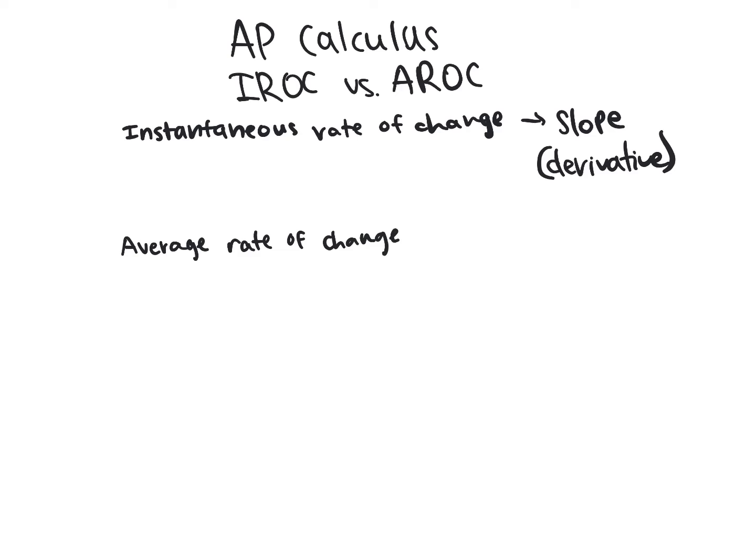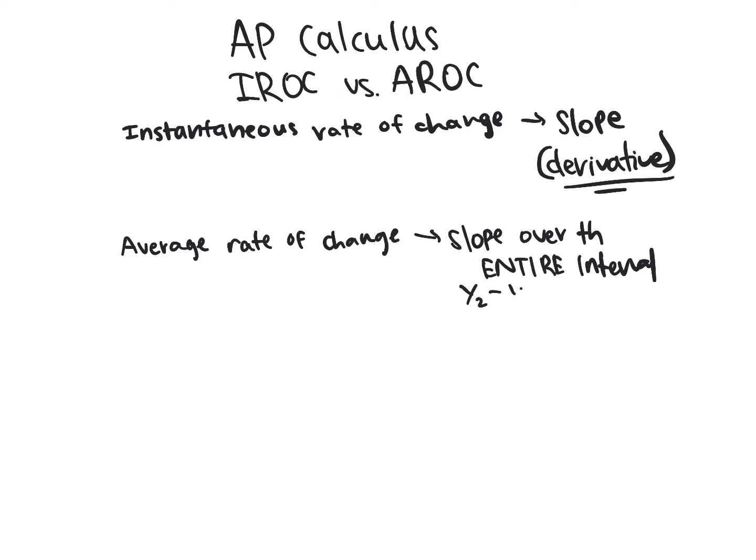Now, what is the average rate of change? That's like your slope over the entire interval. Now, this may sound like the same thing, but really what you're doing here is finding your derivative, because we're in calculus now, and for average rate of change, you're going back to algebra 1, and you're going y2 minus y1 over x2 minus x1.